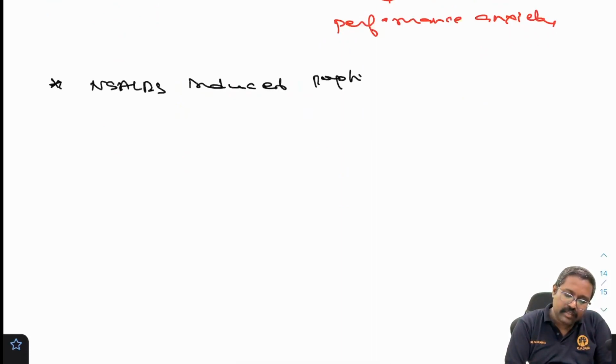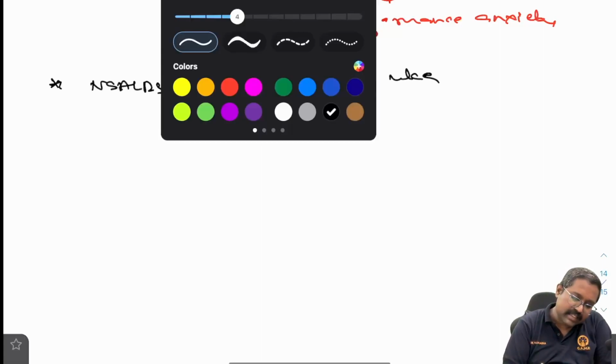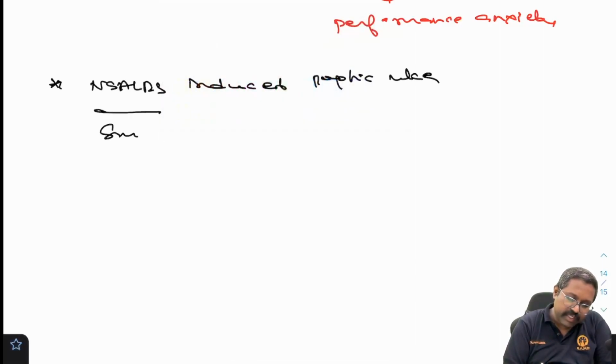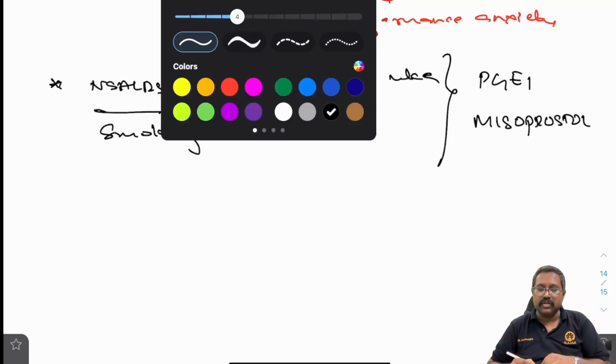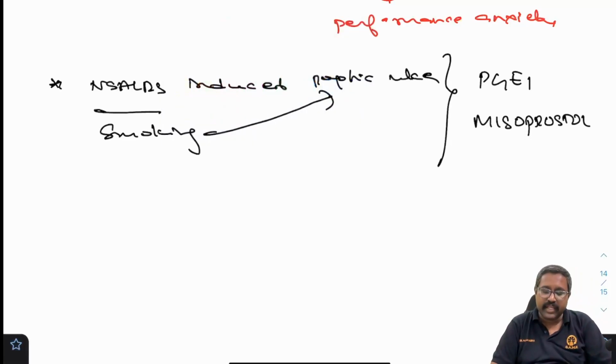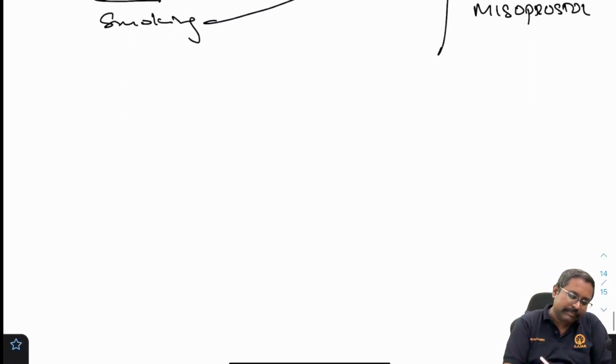Which is the drug which is used to treat NSAID-induced peptic ulcer, or it can be written as smoking-induced peptic ulcer? It is your prostaglandin E1 analog, that is misoprostol. Misoprostol can be used here.